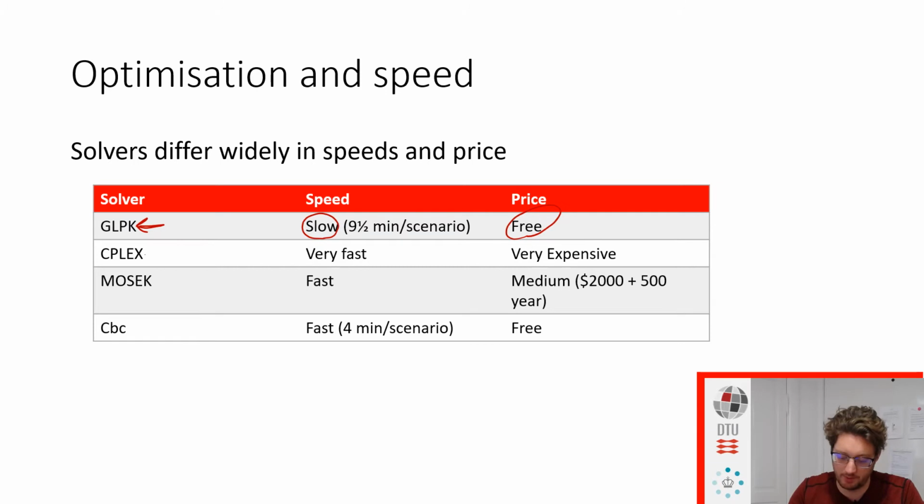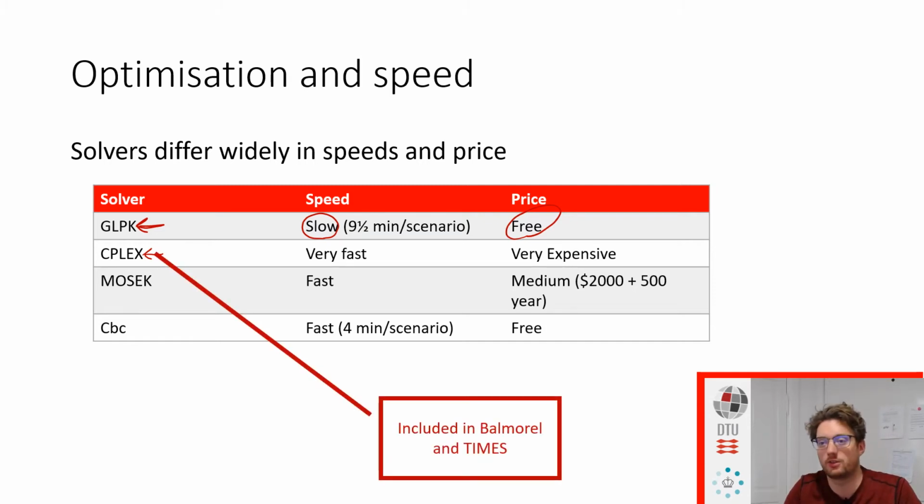Then generally we also have been able to use CPLEX, which is a very fast, very good solver. It's mostly meant for servers, but it can also work on desktops, but it is very expensive. It should also be said that CPLEX is used by both Balmorel and TIMES models, so it should be able to utilize CPLEX if you also have Balmorel or TIMES installed, though I have not actually tried.